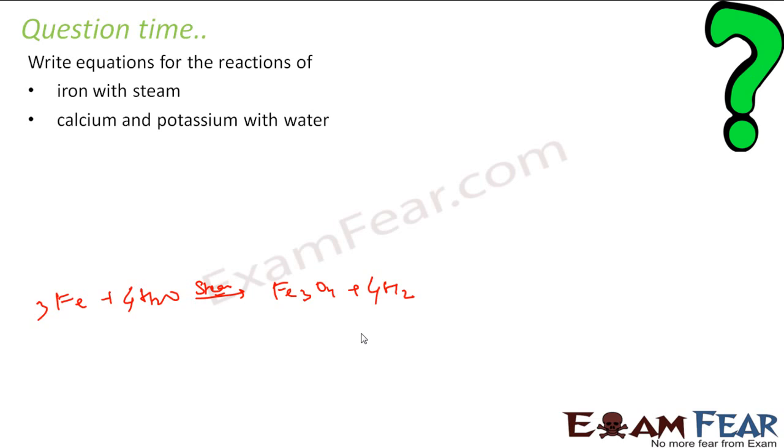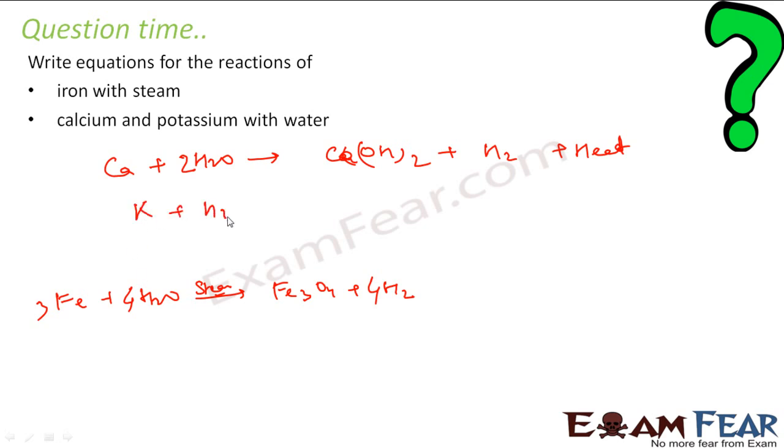Calcium and potassium with water. So let's do this. Calcium is Ca with water is H2O, gives Ca(OH)2 plus hydrogen plus heat. Correct. So let's balance this. Calcium is 1, correct only. Oxygen is 2 here. You get 2 here. So hydrogen becomes 4. Hydrogen is 4. It's all balanced.